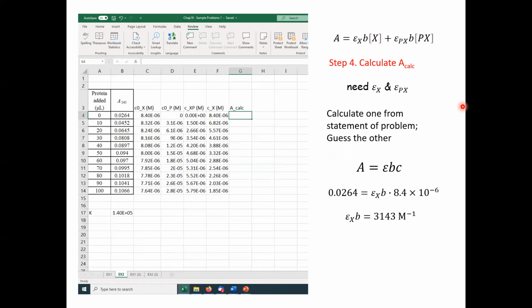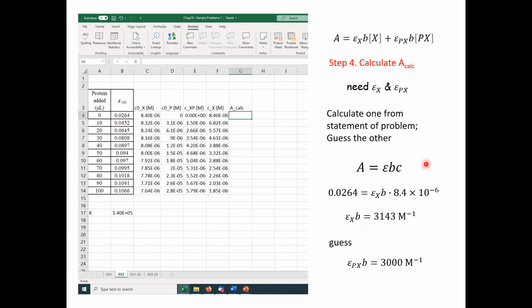So if you went back and looked at the statement of the problem, the first condition right here has no protein added. It's pure ligand. And because it's pure ligand, I can simply use a Beer's law statement to calculate the extinction coefficient of the ligand. It's a plug and chug. So I plug in numbers, an absorbance of 0.0264. Here's the concentration in molar units, and you get that the extinction coefficient is 3143.